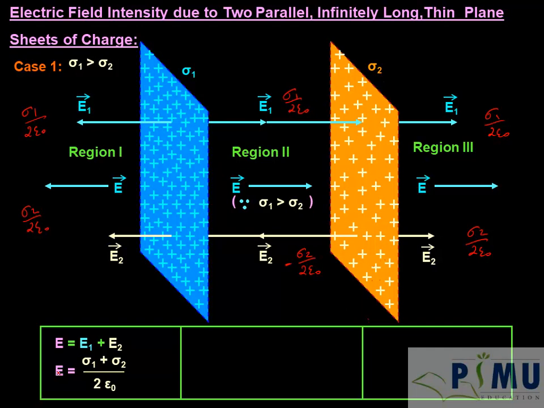So here you have to write E is equal to E1 plus E2. Its magnitude is sigma 1 plus sigma 2 by 2 epsilon naught. But if you are considering it as a vector, it will be in this direction, and if this direction is taken as positive, our conventional direction, then this will have a negative value. It will be in this direction only.